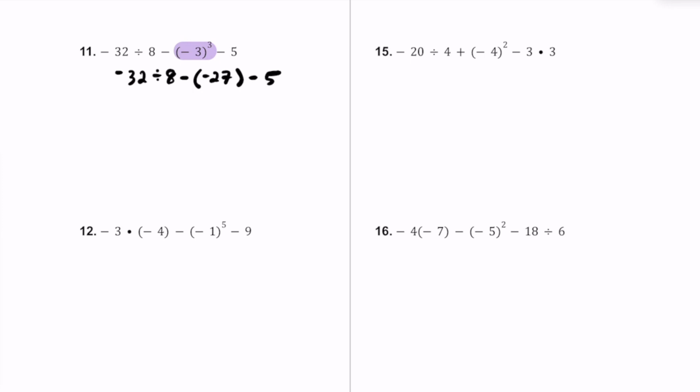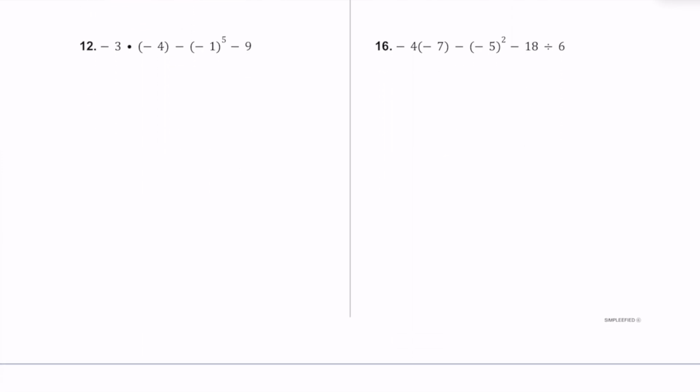and then take away a 5 here. All right. Between these 3 operations of division, subtraction, and subtraction, division is going to go first. Negative 32 divided by 8 is going to be negative 4. Negative 4 take away a negative 27, and then take away a 5. We have 2 subtraction problems here. Let's go ahead and do the one on the left. This becomes negative 4 plus 27, which equals positive 23. Positive 23 minus 5, that's not too bad. That's going to equal 18. So that's going to be the value of this expression.